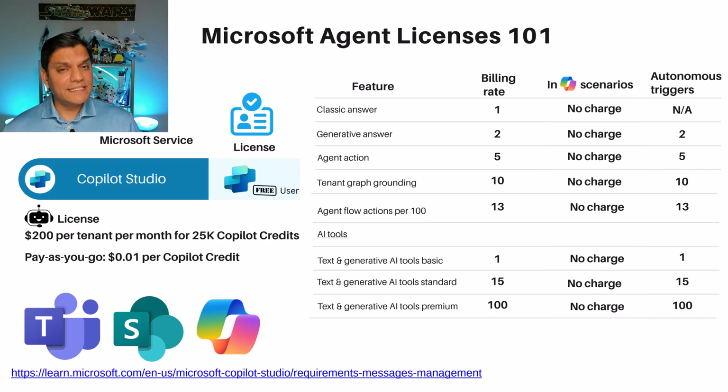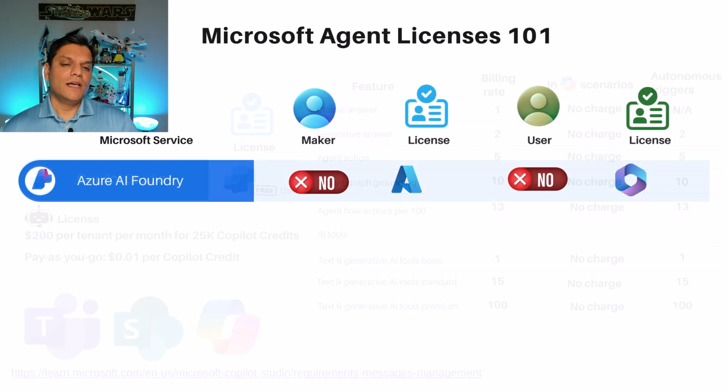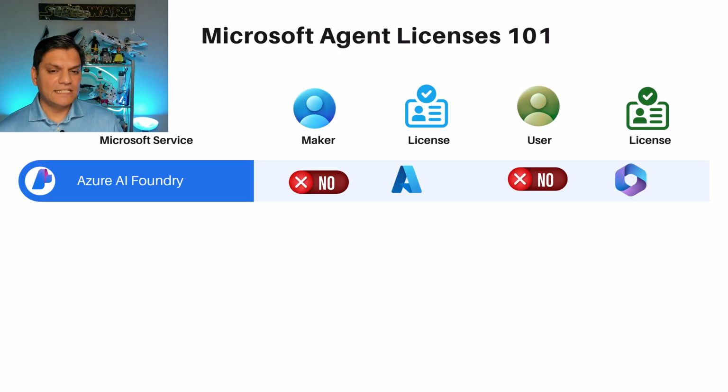So next, let's take a look at Azure AI Foundry. I already showed you this, that the maker or the agent builder doesn't need a license, but the end user also doesn't need a license. All you need is your Azure subscription model. That has been there from the beginning for other Azure services. It applies over here for the Azure AI Foundry. But there's a few other things I want to talk about over here.